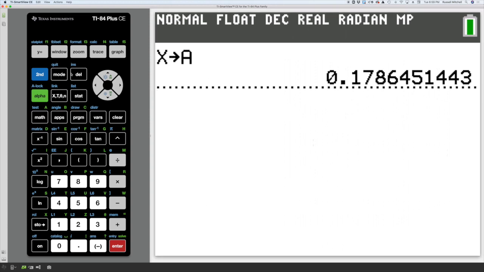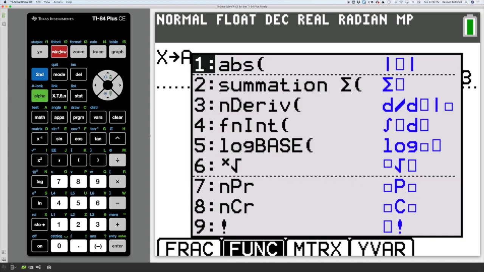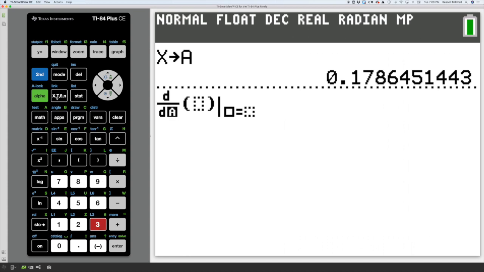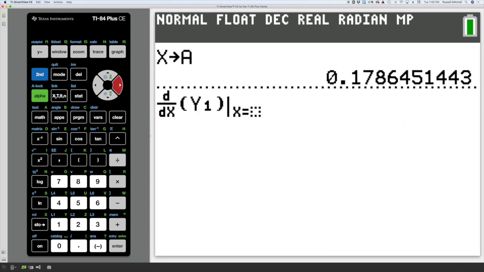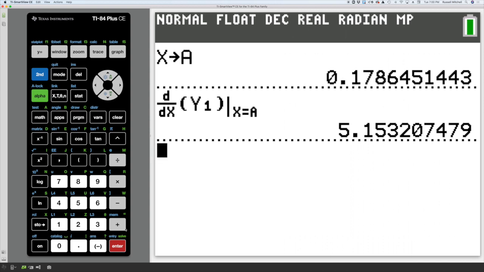Okay, so if we type in alpha window, we're going to take the derivative to get the velocity, right? It's going to be the derivative of y1, because y1's our position function, and if we take the derivative of position, we get velocity, right? So alpha trace number 1 for y1, and then this is going to happen at x equals a. So alpha a, and that'd be this whole number right here. Okay, so this would be 5.153, right? That'd be the velocity of the particle at time 0.179. All right, so we'll go back and record this.